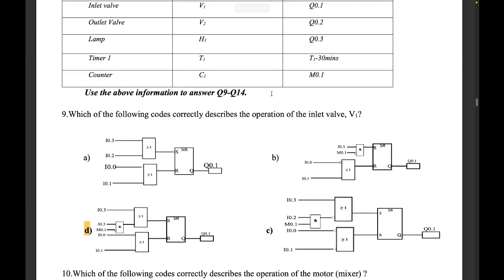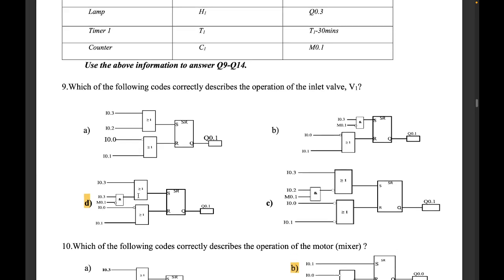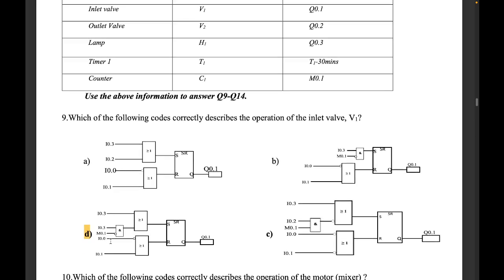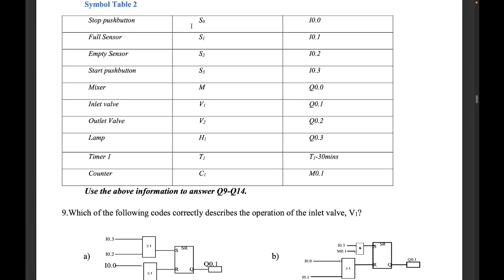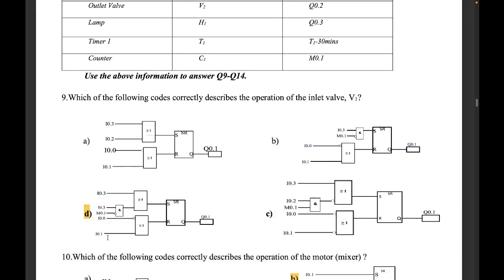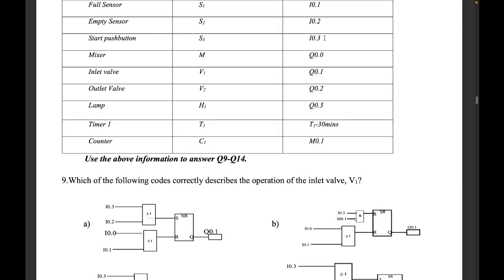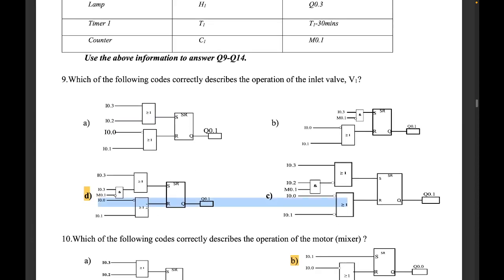So let's see. Now, what makes it go off? Let's start from what makes it go off. It goes off when I0.1, that is the stop, is pressed, or when I0.1 is the full sensor. Consider that as soon as the full sensor senses, the valve will close. So as soon as the full sensor senses that it is full, it closes the valve. So that's how it can close.